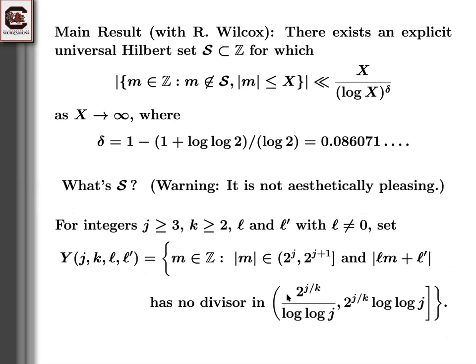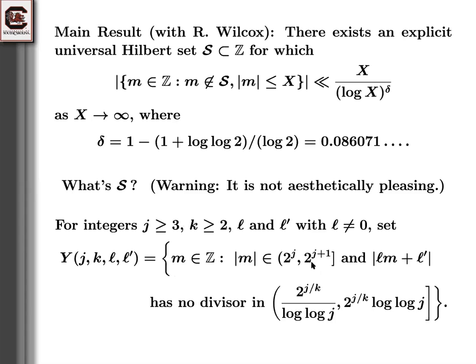So what's this set? I'm looking at j greater than or equal to 3, these k and l prime. And I'm taking m in what's called a dyadic interval, an interval going from 2 to the j to 2 to the j plus 1. As j varies, since j is greater than or equal to 3, it starts out at 8. But every integer with absolute value bigger than 8 is going to be in an interval like this, so I'm getting every integer this way if I take the union of the j's.